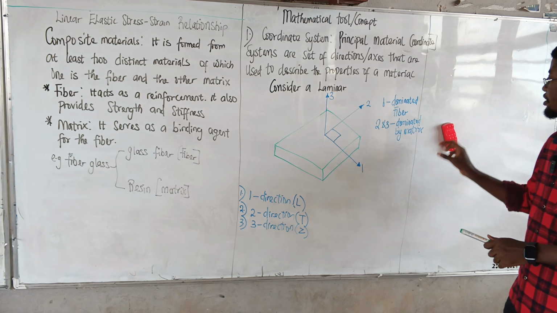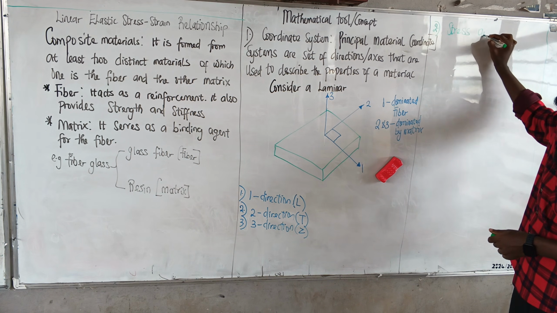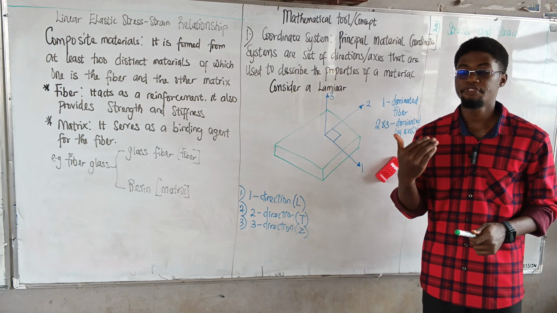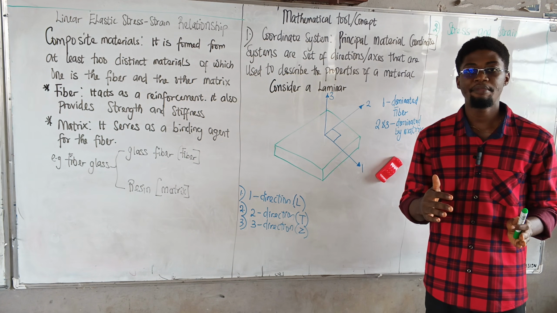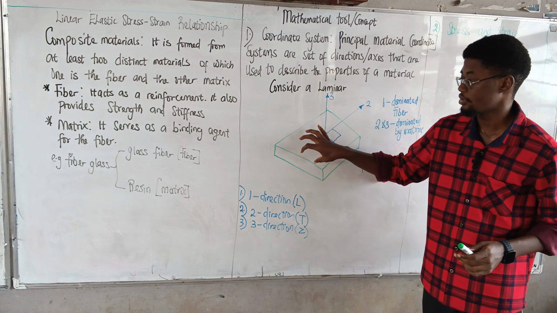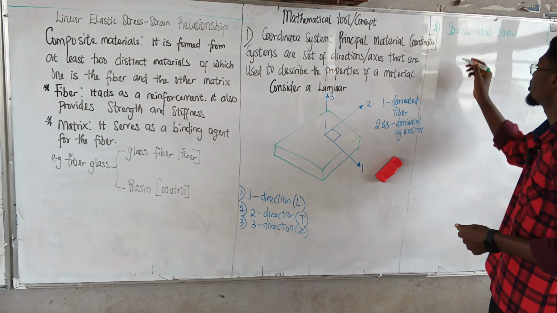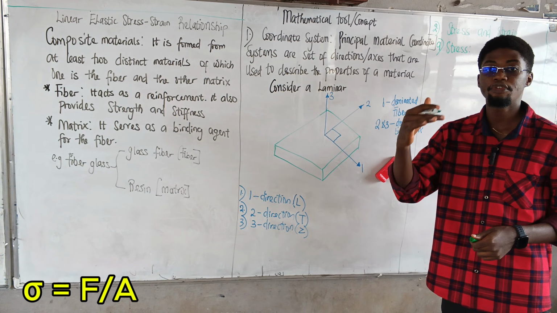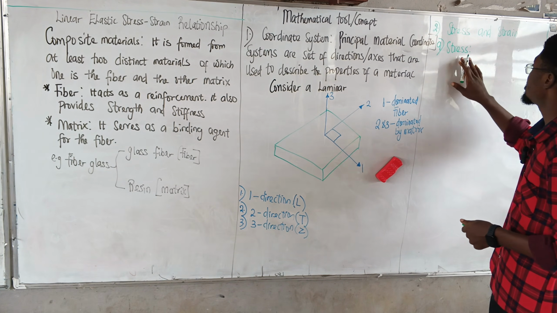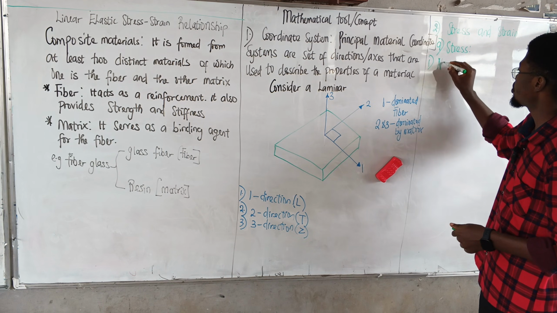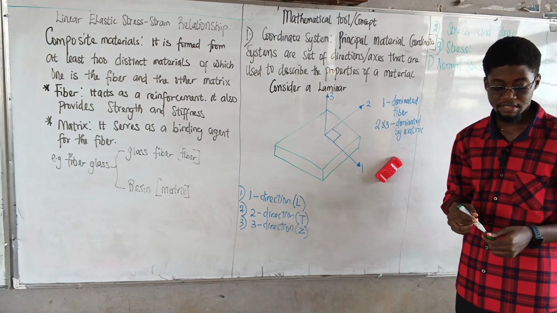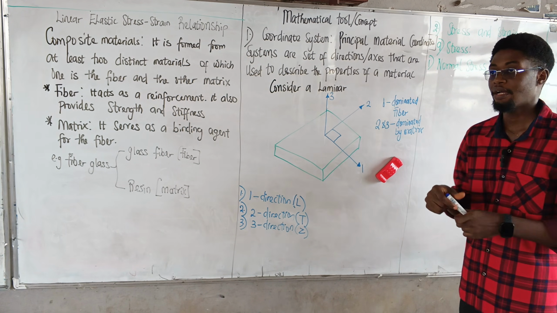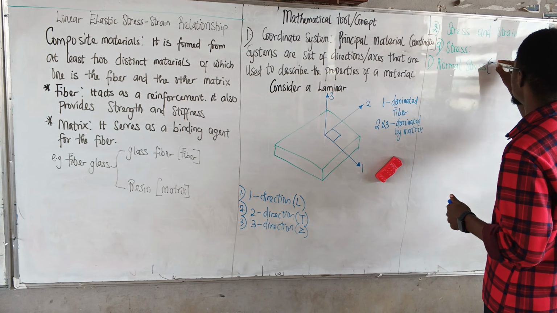The second one is stress and strain. In this course, we make use of stress and strain. We want to understand how many stresses and strains actually act on this composite material. So let's start with stress. Mathematically, stress is the ratio of force over area, force per unit area. Now this stress is broken down into 2. We have normal stress. We know that normal stress is denoted by sigma. So anywhere you see something like this, we know it's normal stress.